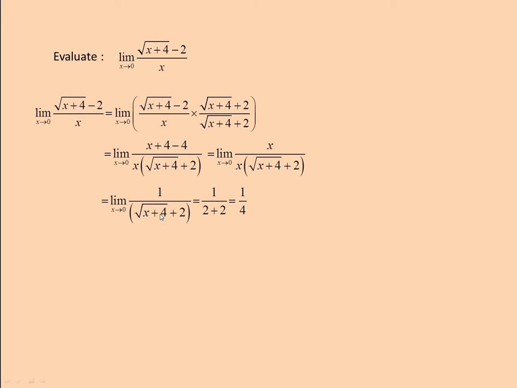Now you substitute x is equal to 0. That is 1 by, x is equal to 0 means this is root 4, which is 2. 1 by 2 plus 2, 1 by 4. So the value of the limit x tends to 0 of (root x plus 4 minus 2) by x is 1 by 4.